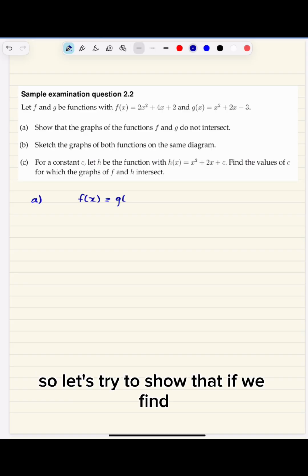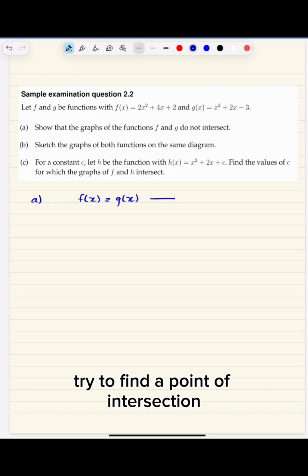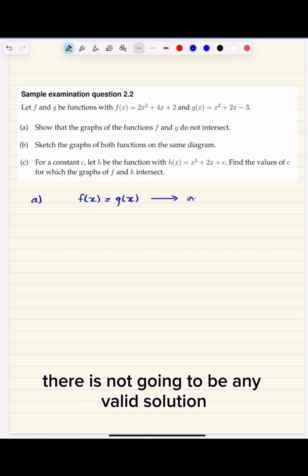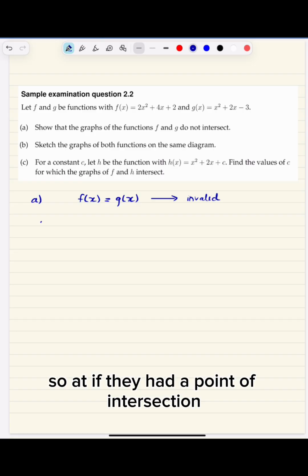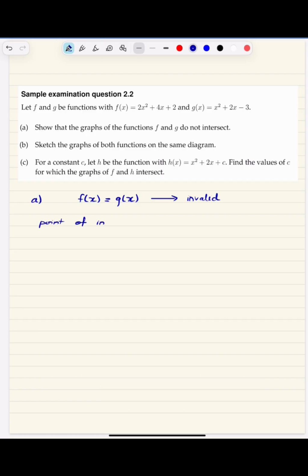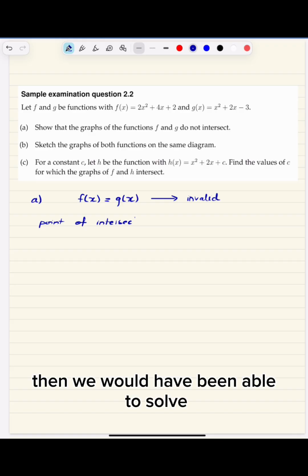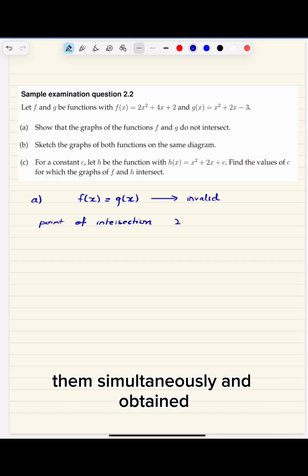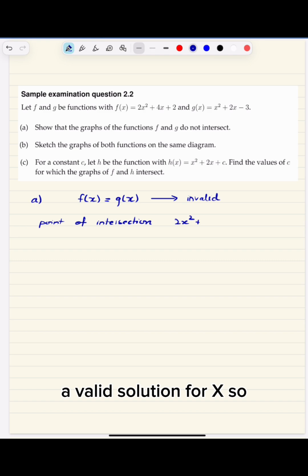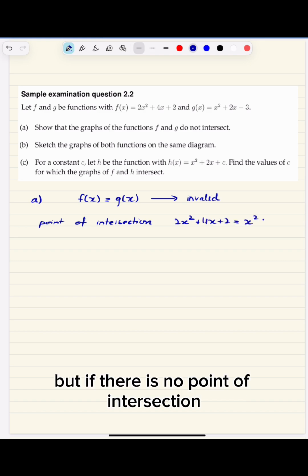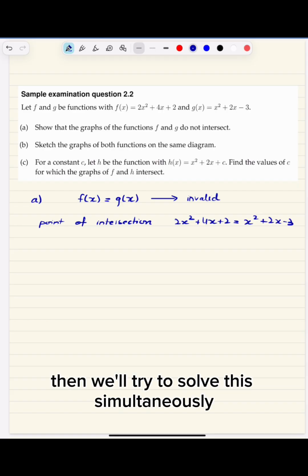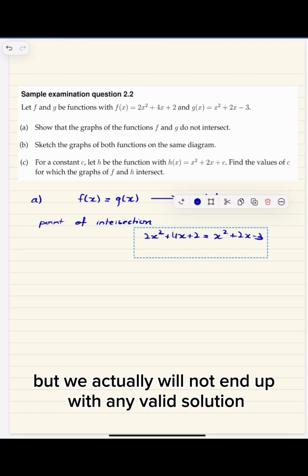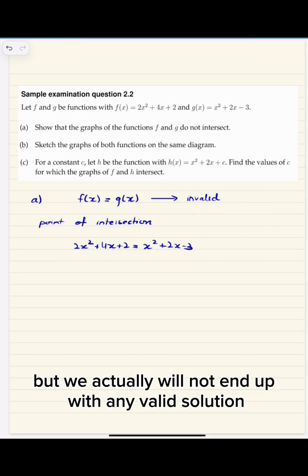So let's try to show that if we try to find a point of intersection, there is not going to be any valid solution. If they had a point of intersection, then we would have been able to solve them simultaneously and obtained a valid solution for x. But if there's no point of intersection, then we'll try to solve this simultaneously, but we will not end up with any valid solution.